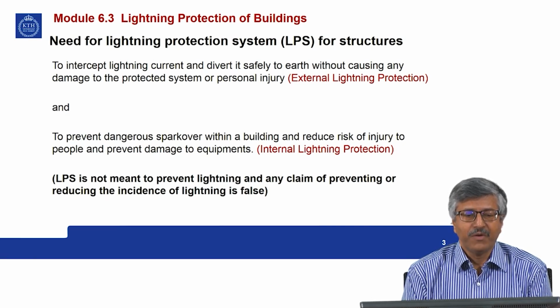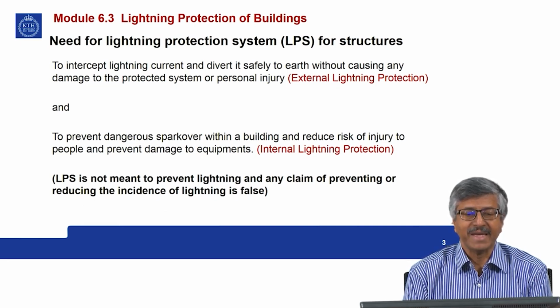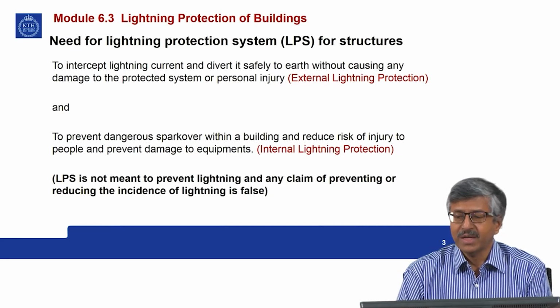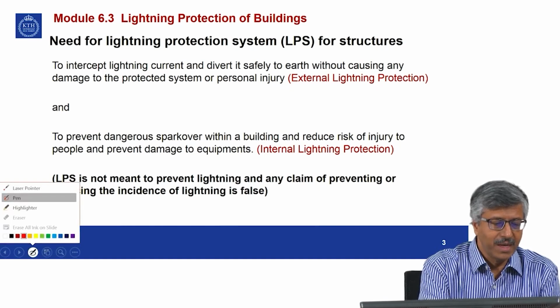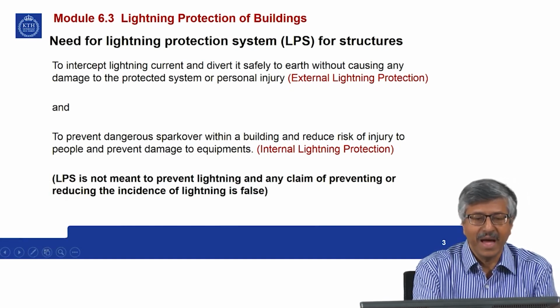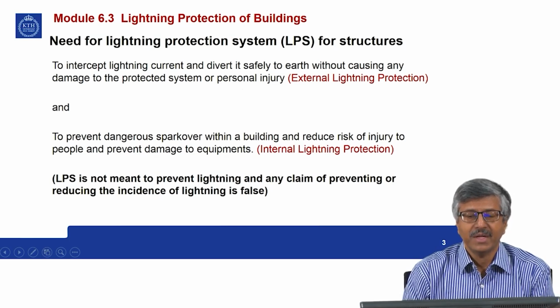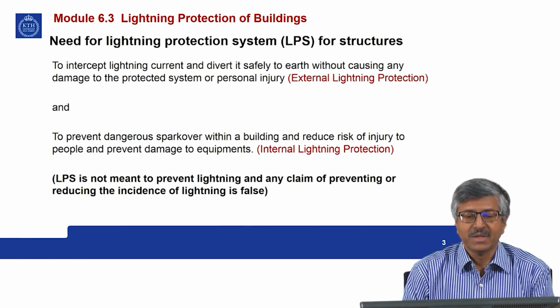So, the need for a lightning protection system for structures is to intercept lightning current and divert it safely to earth without causing any damage to the protected system or personal injury. And this is what is called the external lightning protection system. So, the protection system is external to the building, but that is not enough.